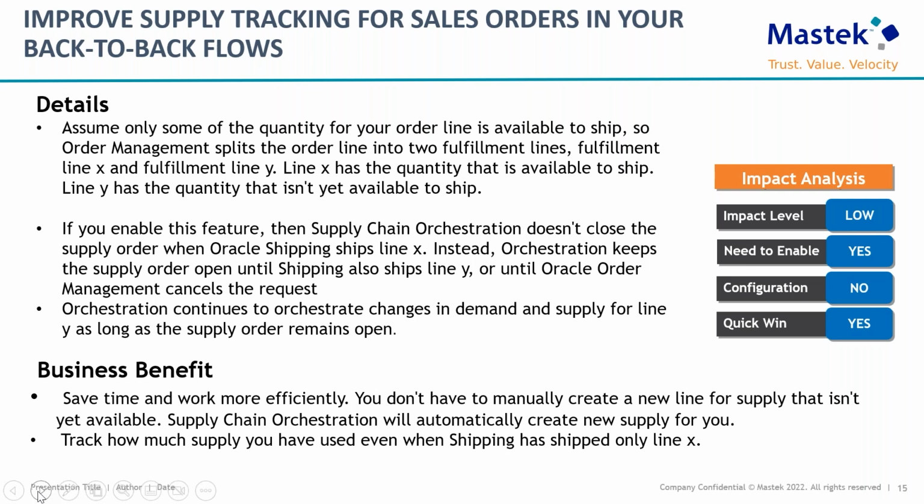The impact level is low over here. Yes, you need to enable this feature. Configuration is not required, and yes, it is a quick win. The benefit that the business might take away from this is that it can save time and work more efficiently. They no longer have to manually create a new line for supply that is not available. Supply chain orchestration will automatically create new supply for you. You can also track how much supply you have used when shipping has shipped only line X. So all the tracking done in split fulfillment lines or partial fulfillment lines can also be tracked in this new feature.